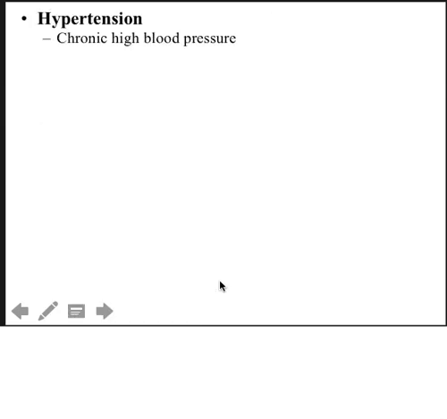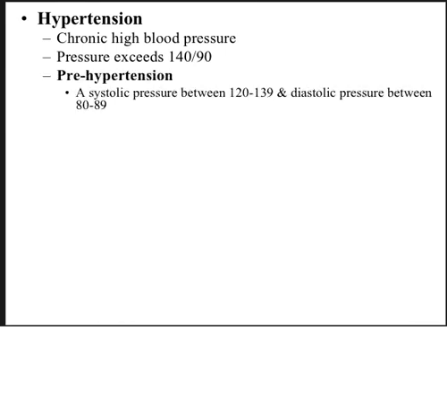Hypertension is chronic high blood pressure over 140/90. Prehypertension is a systolic pressure between 120 to 139, and a diastolic between 80 and 89. Causes include stress, smoking, and being out of shape.